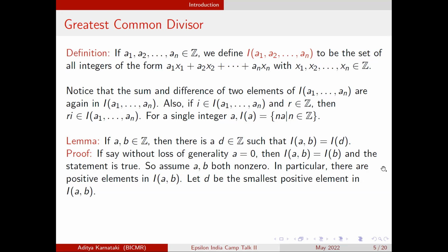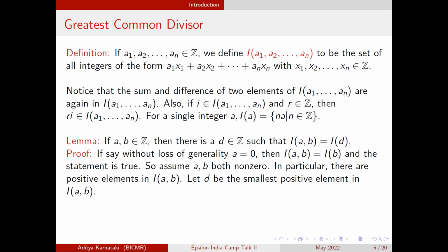Okay, so the statement is clear to everybody? And I of d, remember, is just the multiples of d. So all that we are saying is that anything of the form ax plus by is a multiple of one single common d. The proof is remarkably simple in some sense, and we'll see it very nicely.